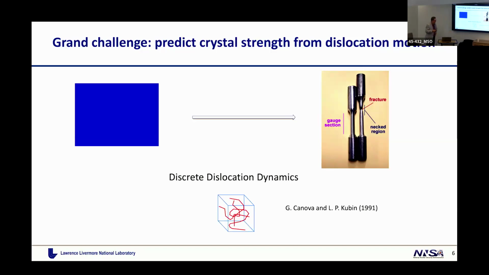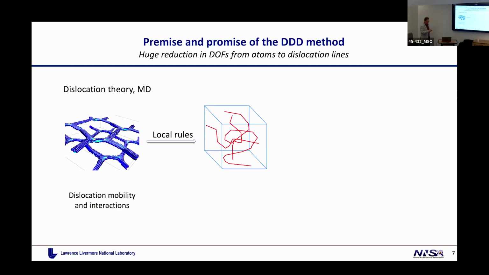And it was not until '91 when Gilles Canova and Ladislas Kubin proposed this discrete dislocation dynamics method in 3D, where basically what you do is just throw in dislocations, let them interact, move, feel mechanical force, and as a result of their collective motion, out comes a prediction of what it will take to break this thing, right? All right, so the beauty of that was that nature itself tells you how to reduce degrees of freedom. Dislocations are a natural object, this is it. If you focus on dislocations and learn how they behave, you can forget about atoms.